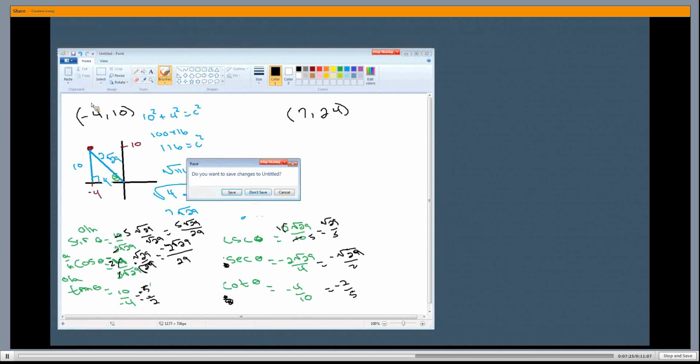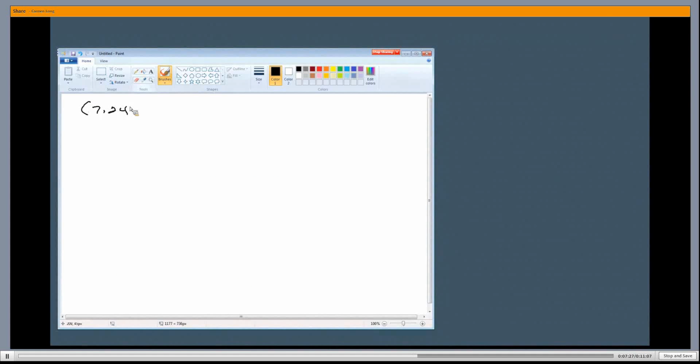Our ordered pair, 7 and 24. So this was just going to be in the first quadrant. I'm going to draw my triangle over here. All right, so I've got the ordered pair at 7. We'll call this 7, and we'll call up here 24. We're going to draw from the point down to the origin, and we draw a perpendicular always to the x-axis, and our theta is going to be here.